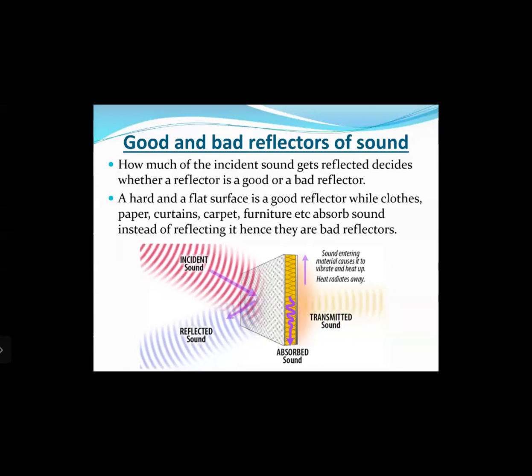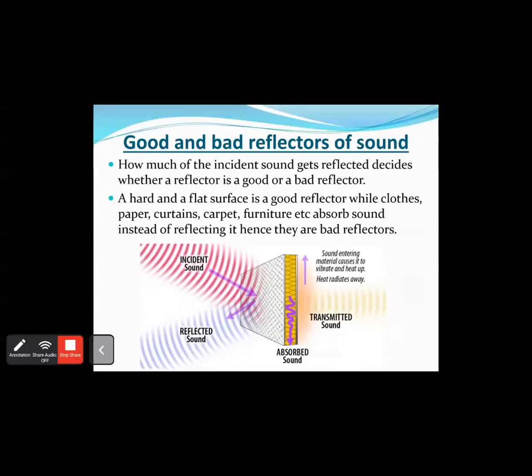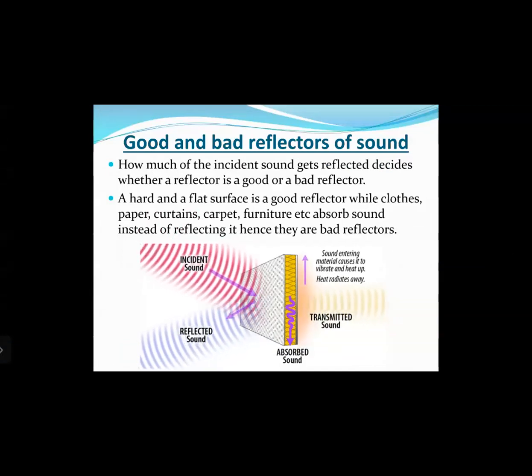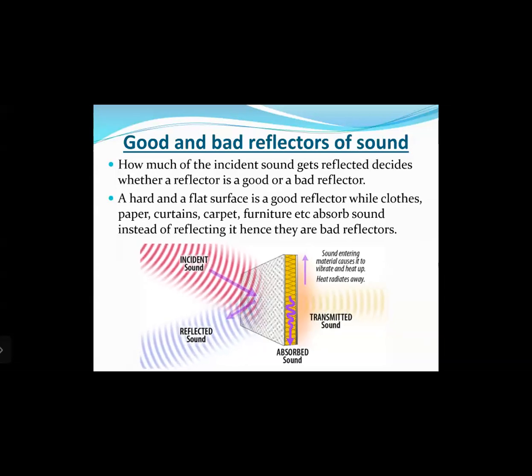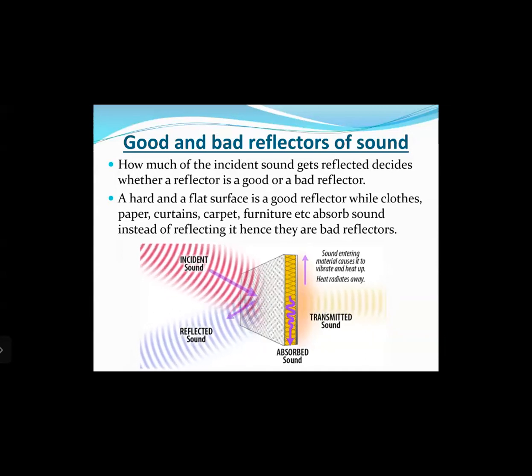If you can see in the diagram here, the incident sound waves are shown in the red color, right? Some of the sound waves get reflected, which are shown in the blue color. Out of the incident sound, some of it gets absorbed into the reflecting surface, and some of it is transmitted, meaning it goes onto the other side of the wall, right? So some of the sound is absorbed and transmitted. This decreases the amount of reflected sound, right?